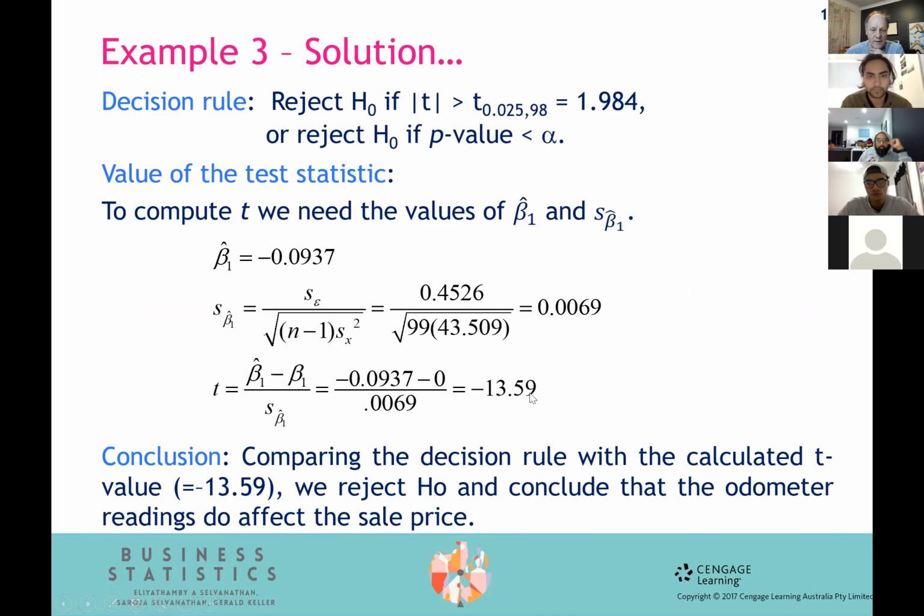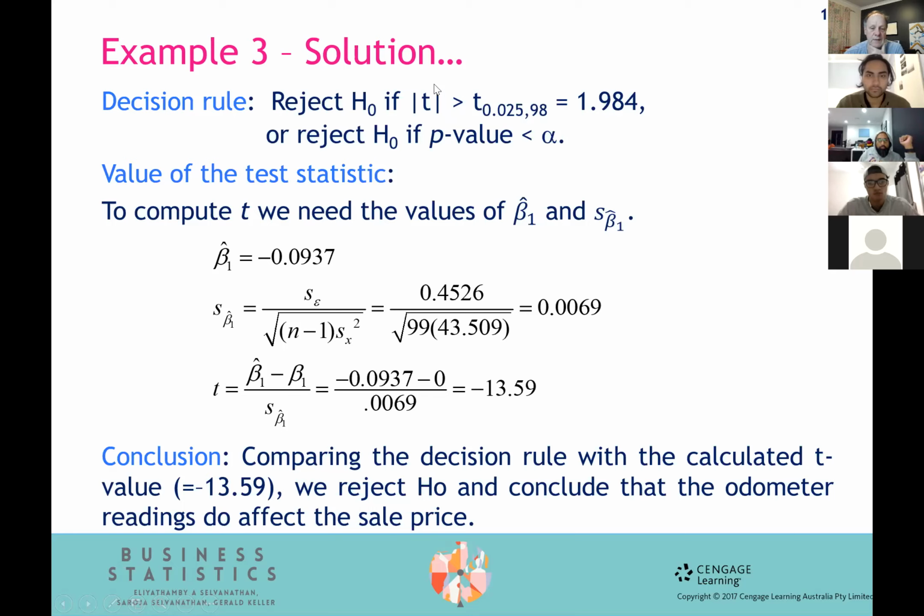T is 13.59. Comparing the decision rule with a calculated t-value, we reject this hypothesis 0 and conclude that the odometer readers do affect the sale price. So we've got a decision rule that says reject this if it's bigger than 1.984. And we calculate it.